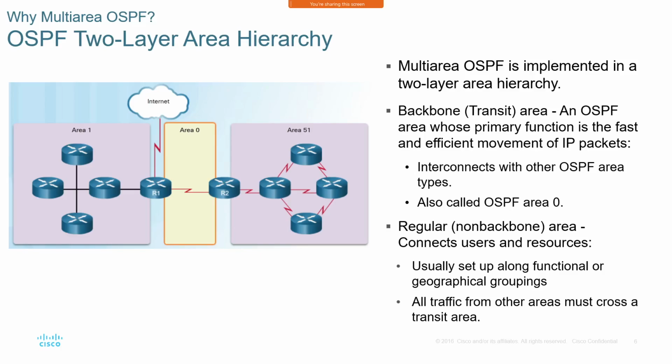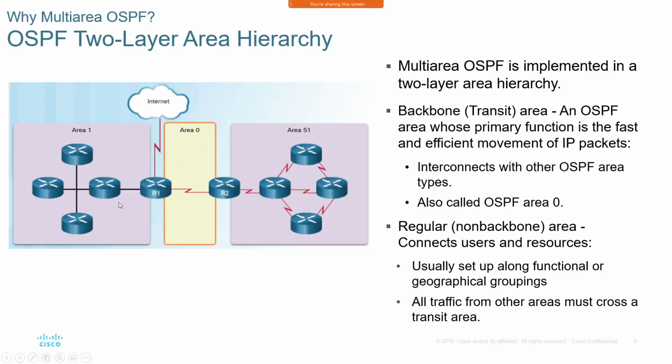Regular non-backbone areas connect users and resources. They are usually set up along functional or geographical groups. All traffic from other areas must cross a transit area. Otherwise, they are not injected. They are not learned. That's why it's very important, when we are analyzing a topology with multi-area OSPF, to check whether it's a good design: all the areas have to be connected to area 0 somehow.